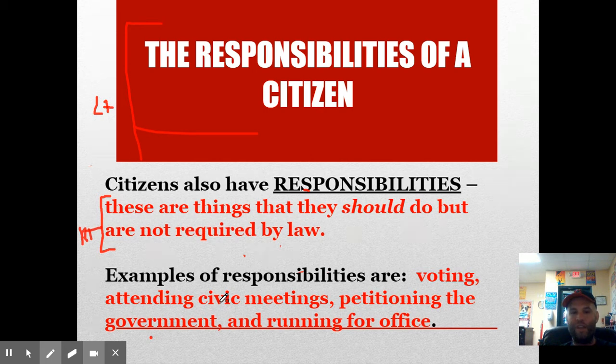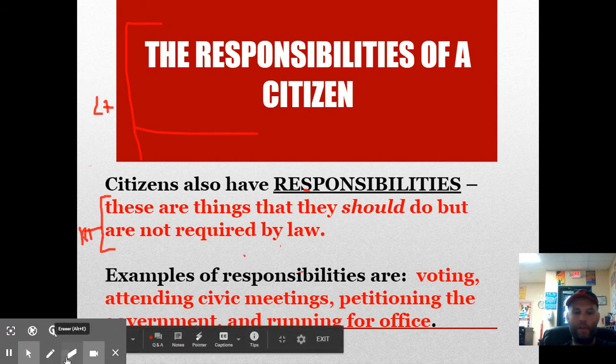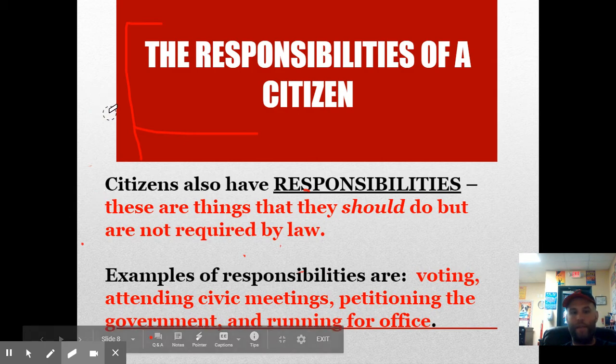So responsibilities are things you should do. We're going to have an election in November. You don't have to vote. It's not a law, but you should do it to participate in the American experiment. So these are things that you should do, but you don't legally have to do, and that's the difference.